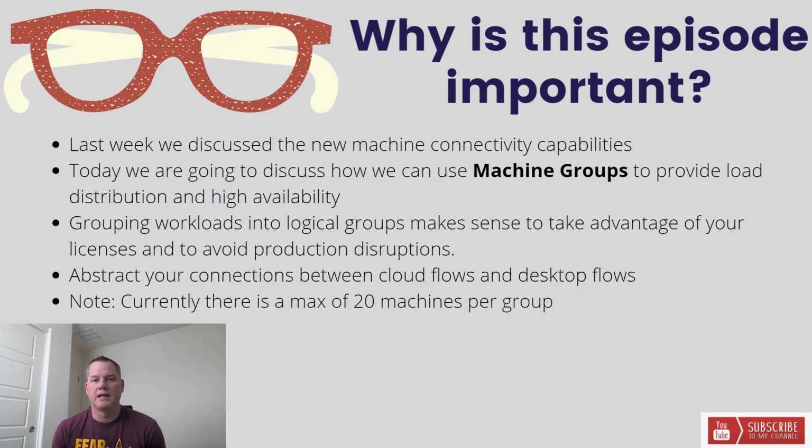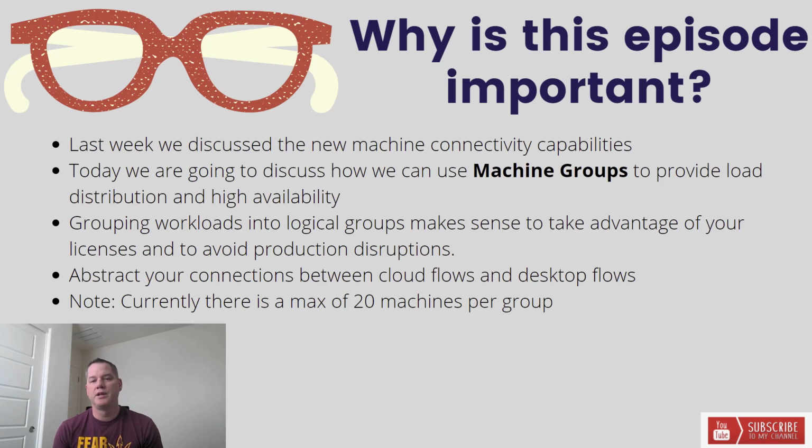And what we learned last week was that the new machine connectivity is an alternative for the on-premises data gateway that we used to have to use. Now, when it comes to the on-premises data gateway, it did have this notion of being able to cluster gateways in order to achieve redundancy and load distribution. Inside of the machine connectivity, we have a similar feature called machine groups that also allows us to provide load distribution and high availability.